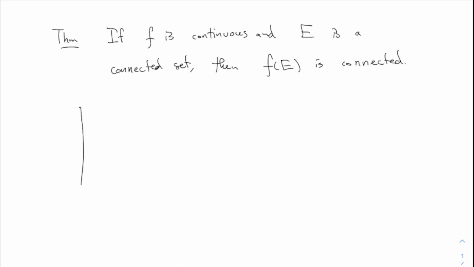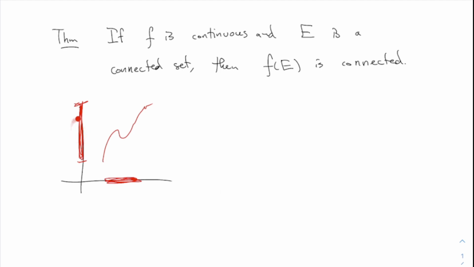And the picture you should have in mind is, well, a connected set in the domain like this. When you apply a continuous function to it, the graph looks something like that. And the range values are also connected. That's what the intermediate value theorem says. Specifically, there is no gap in the range, right?